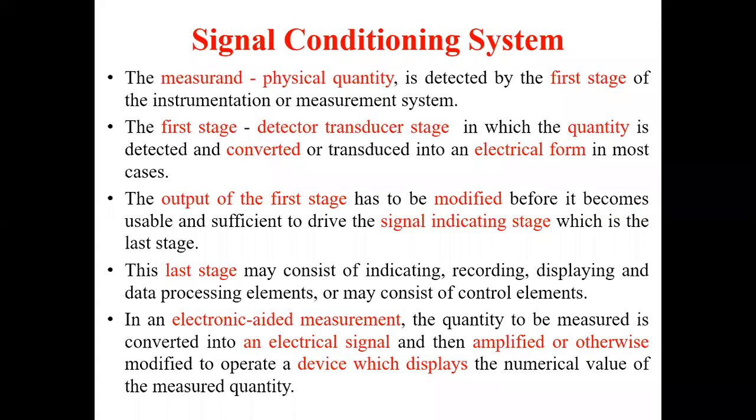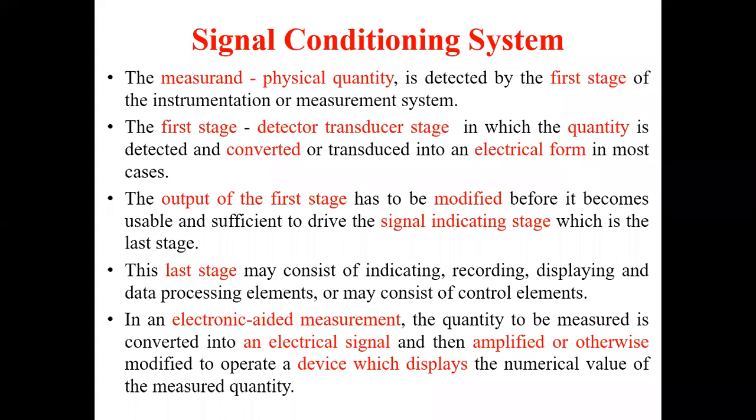First of all, we have to take the physical quantity, which is the measured quantity. It is detected by the first stage of an instrumentation or measurement system, which is the transducer stage. This transducer will detect the quantity and convert it into an electrical form. In most cases, transducers convert into the electrical form, so this electrical form has to be modified further.